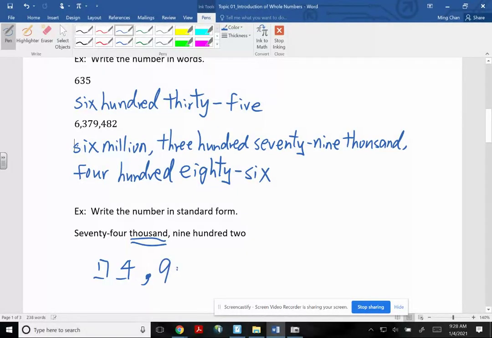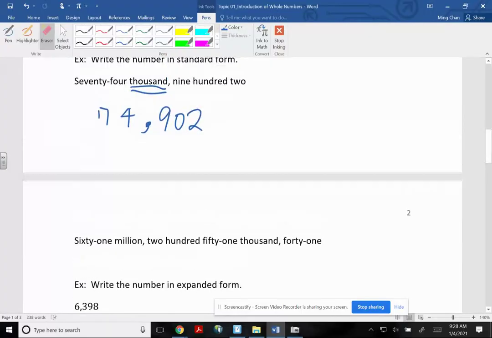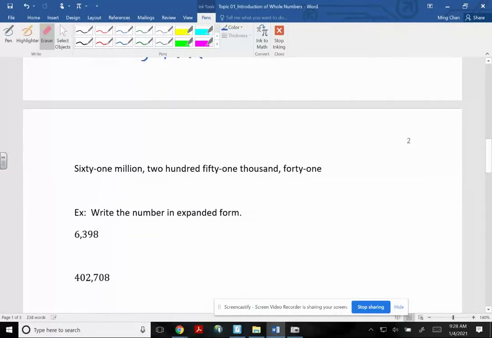74,902. 902 is 902. So your answer is 74,902. Okay, very straightforward. Now, this very first topic, I always use a comma. When we get to other topics, you don't really need a comma all the time for your whole numbers.